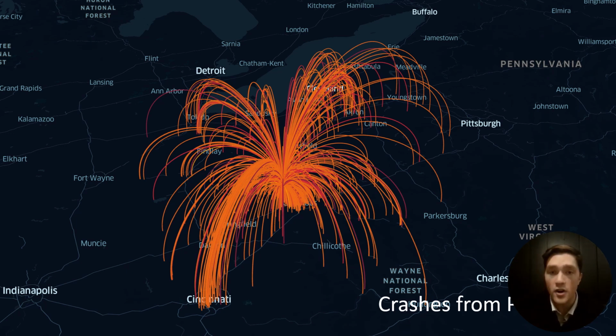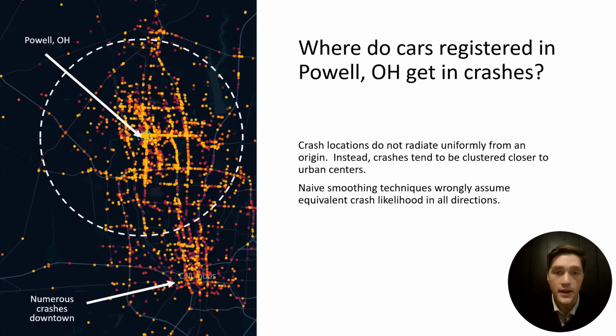But what does this mean? It's hard to look at this and make any assumptions from it. So our problem was, people from our hometown, where do those cars get in accidents? So if you look at it on a map and you look at the dots rather than all of the lines, you see here that if we take our assumption from the beginning and you look at a 5-mile radius around Powell, not everyone gets an accident within that 5-mile radius, right?